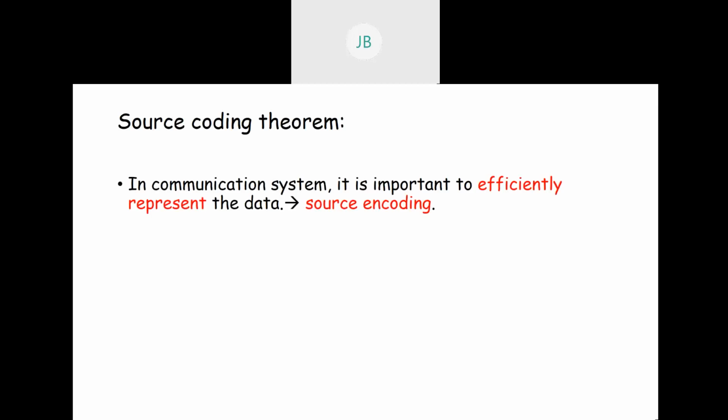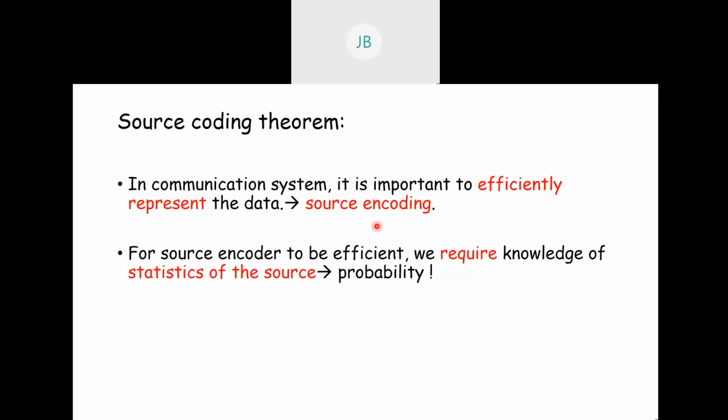So, if we want to represent any information more efficiently, then we need to have a source encoding scheme. We will employ some coding scheme at the source and try to represent the information in a better way. That is the idea of source encoding. And to do it more efficiently, we need to know the statistics of the source, especially the probability of the symbols emitted by the source. If we know that, we can represent every symbol emitted by the source in a better way.